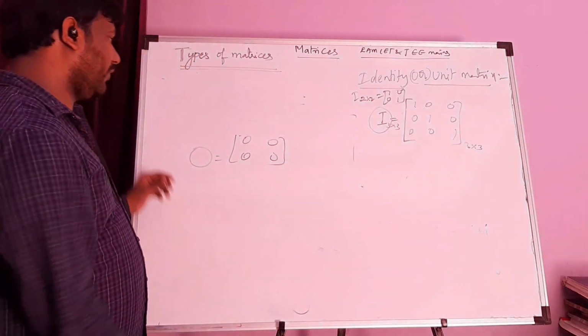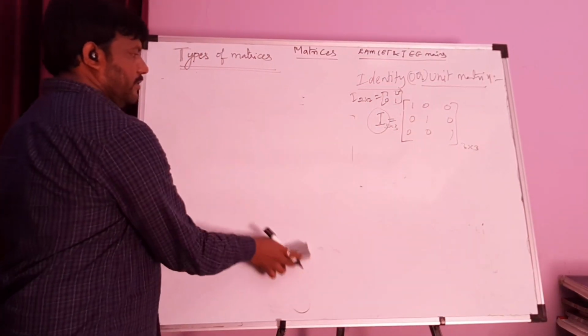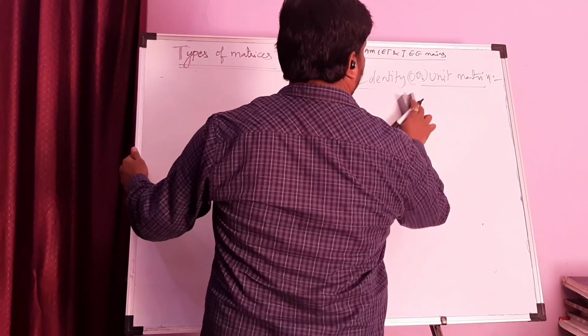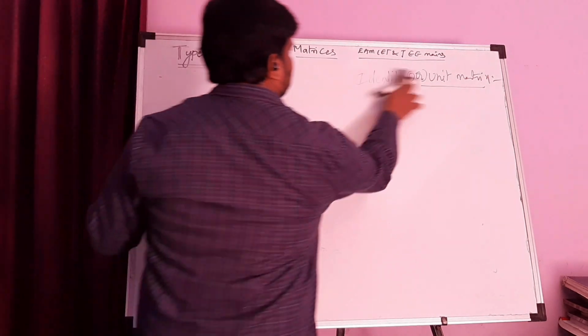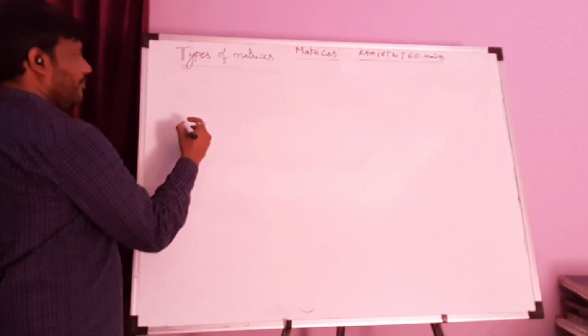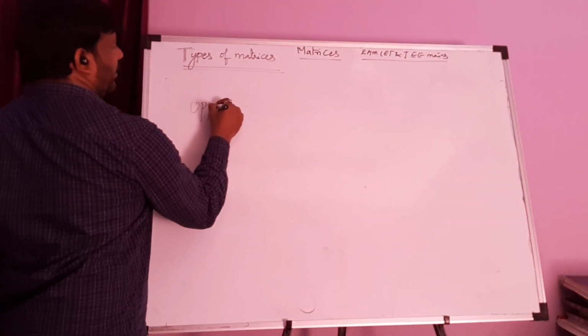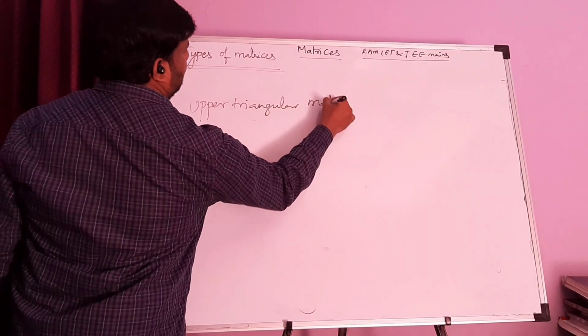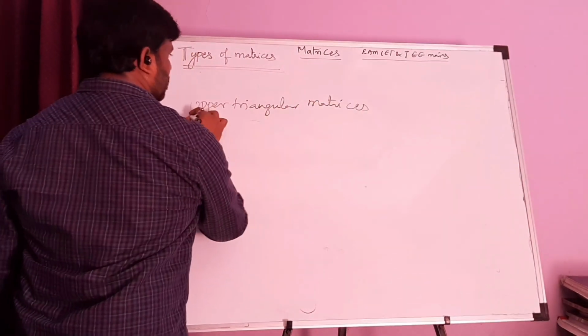Next we go for symmetric, but before symmetric we go for triangular matrices. In triangular matrices we have upper triangular and lower triangular. This is very important. Upper triangular matrices, and we have lower triangular matrices also.